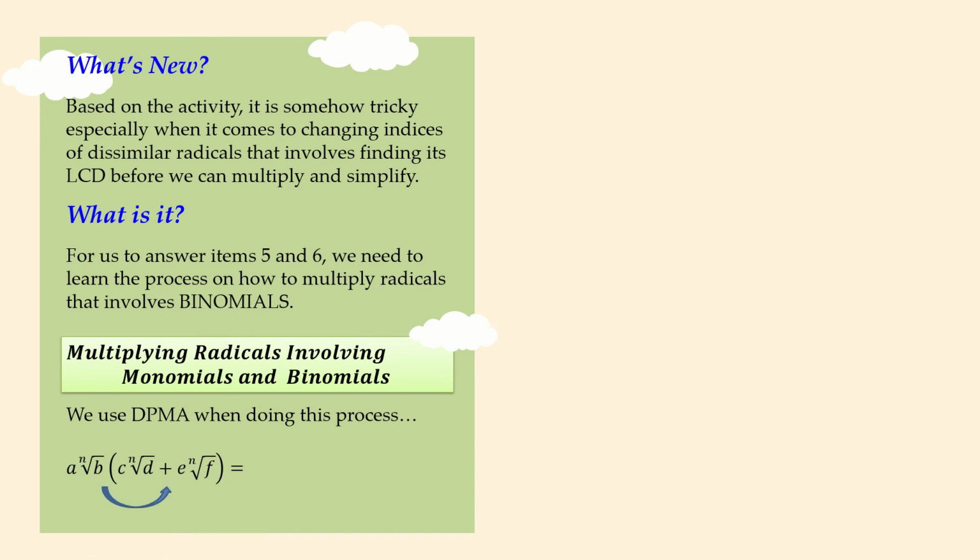So draw an arrow. Multiply the monomial to the first term, since a binomial has two terms, no? The first term is c nth root of d. The second term is e nth root of f. So monomial times the first term, the result is ac nth root of bd. Next is the monomial times the second term, so the result is plus ae nth root of bf.